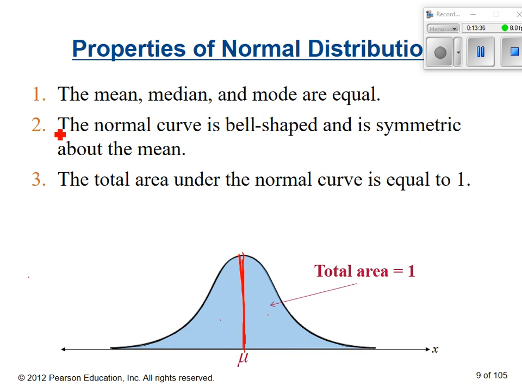The total area under the curve is always equal to 1. So it's 1 whole, or next section we'll talk about it as a percentage, 100%.